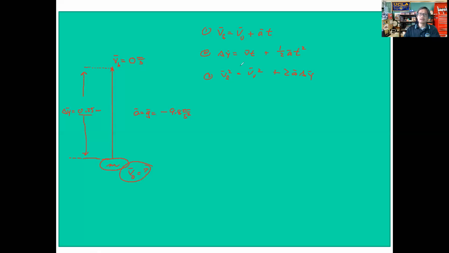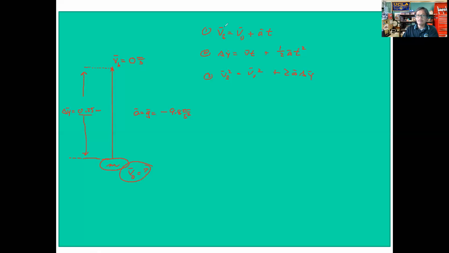Well, what we have to do is figure out which of these equations will have v initial in it and where we are given the other three. All right, so let's take a look at this one. This one has v initial in it, so that looks good so far.